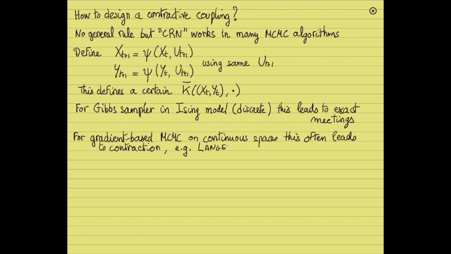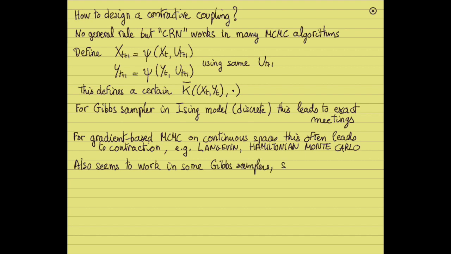And so examples that have been treated quite thoroughly in the literature are Langevin-based Monte Carlo algorithms, like the unadjusted Langevin algorithm, for example, or Hamiltonian Monte Carlo methods, and many variants of them. They've been shown, in fact, to lead to contractions when employed with common random numbers for multiple chains. Also, it seems to work, and it has sometimes been proven, in certain Gibbs samplers or slice samplers, which is an example seen in a notebook on the Canvas website.